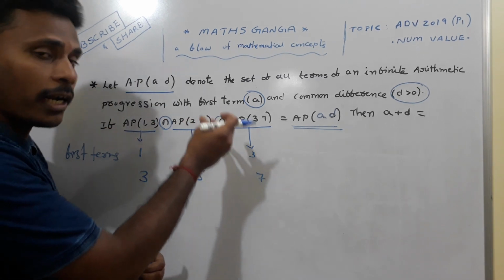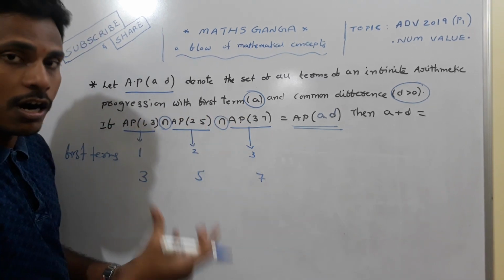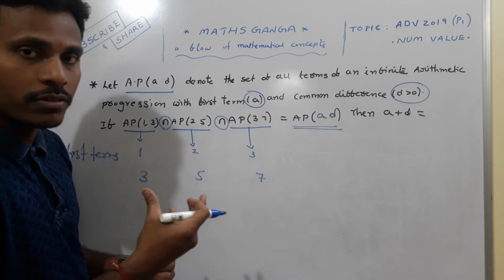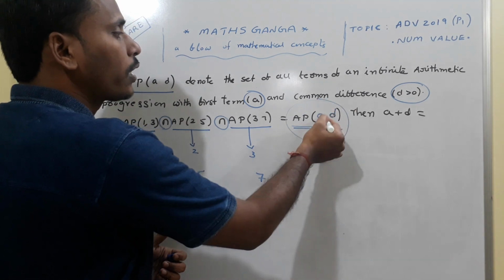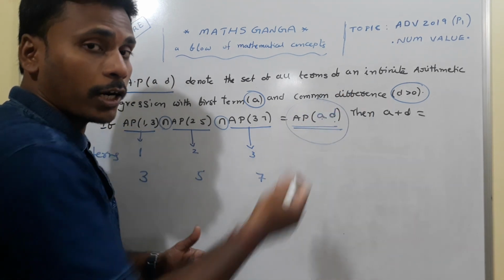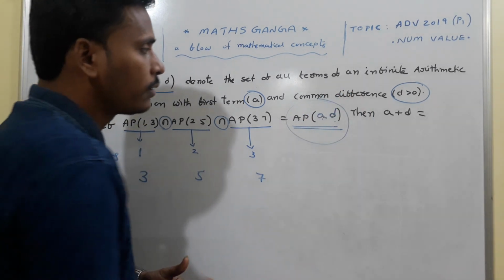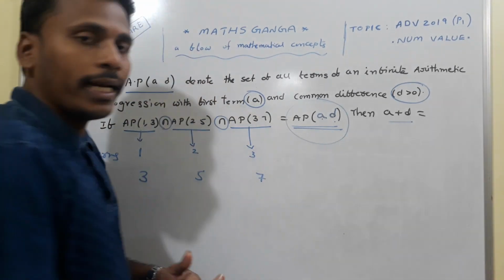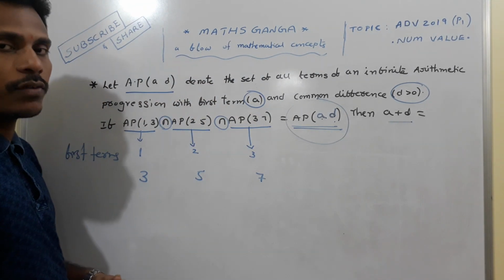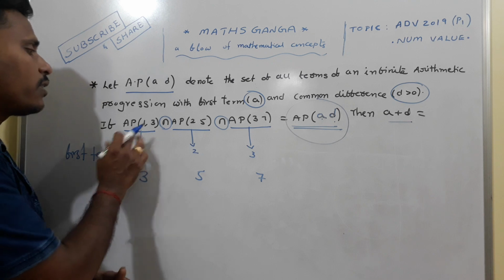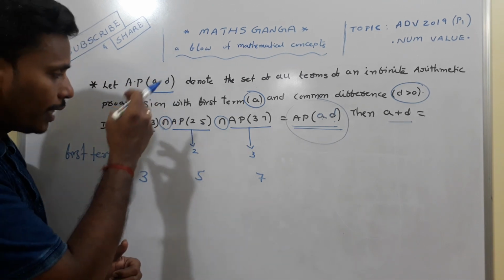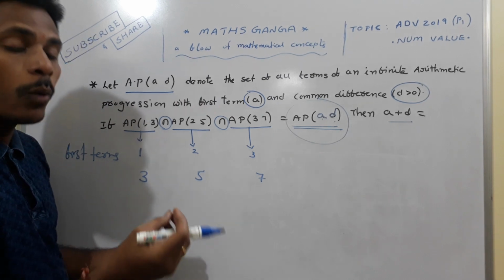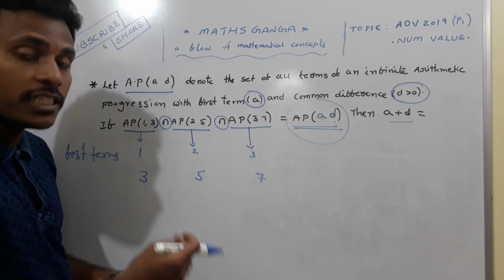From these three arithmetic progressions, we have to collect the common terms, and those common terms will make another arithmetic progression with first term A and common difference D, and we have to find the value of A plus D as our answer. Now these are the three arithmetic progressions. To find the common terms in these three arithmetic progressions, we need to compare their general terms.